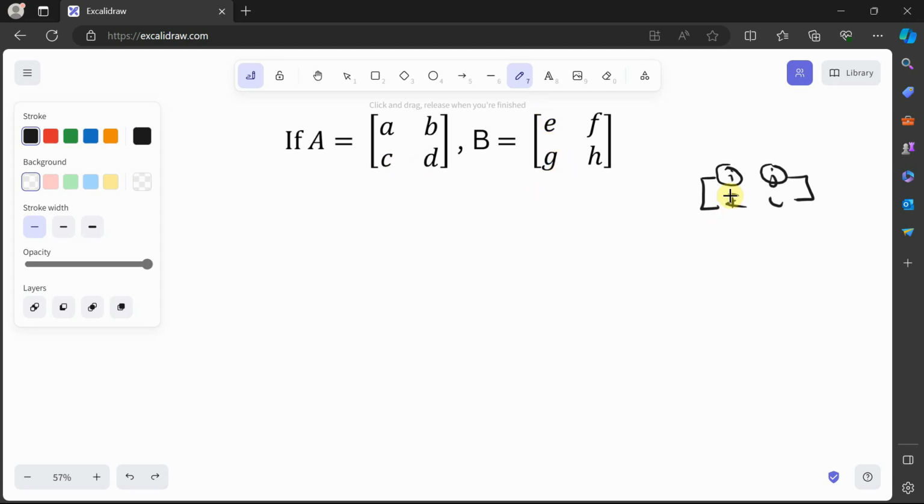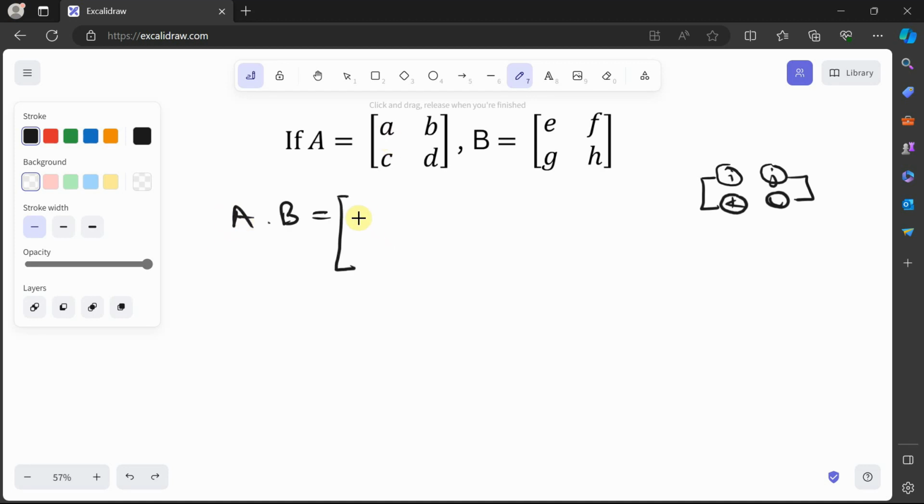So if I want to find K, I multiply the bottom row, which is row 2, with column 1. If I want to find L, I have to multiply row 2 of matrix A with column 2 of matrix B. We're going to see this in real life. So let's now put this into practice.